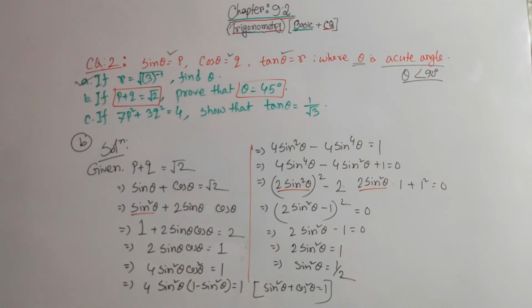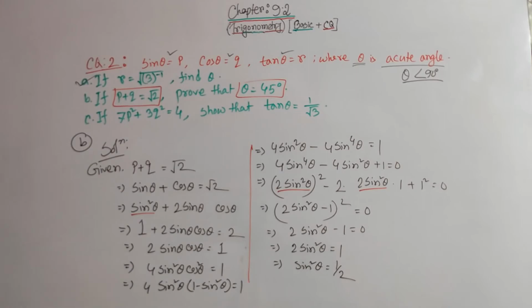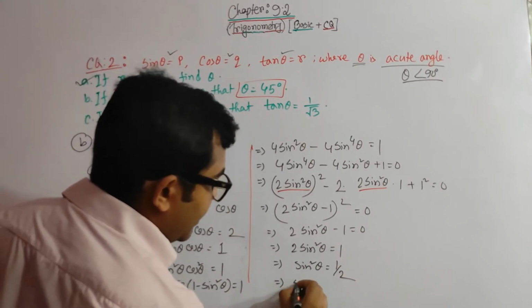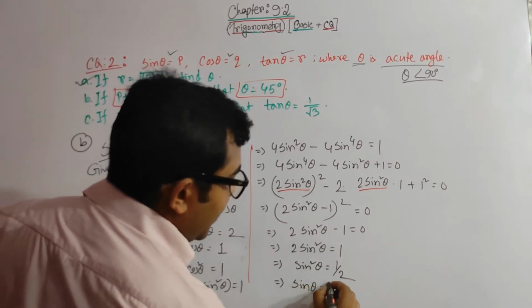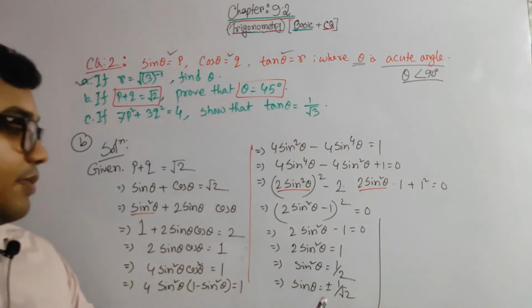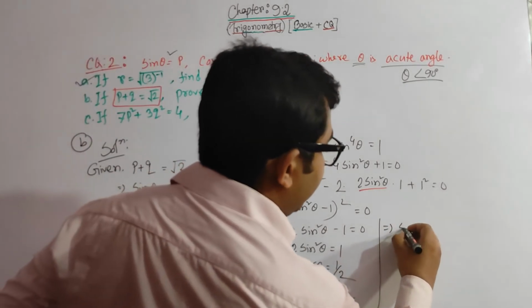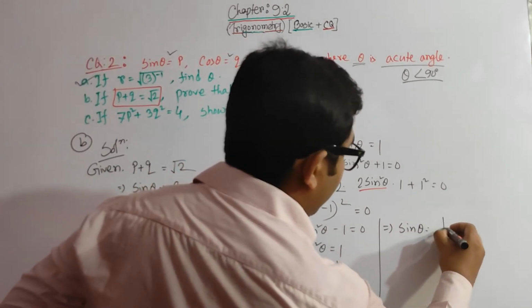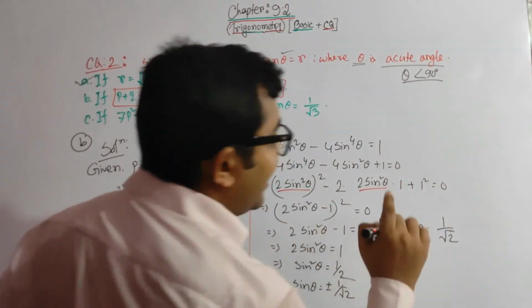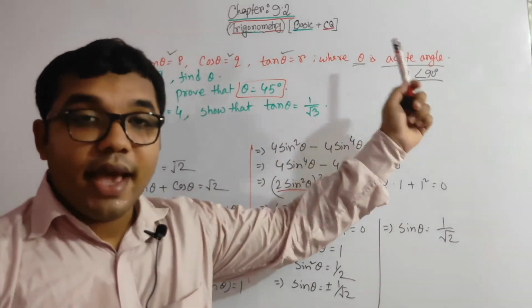If sin²θ equals 1/2, then we can go from this part to here this way: sin θ = ± 1/√2. My dear students, here plus minus is very important, but we will neglect it. Why? We will write only sin θ = +1/√2. Why will we write it here? Because here the angle is an acute angle.